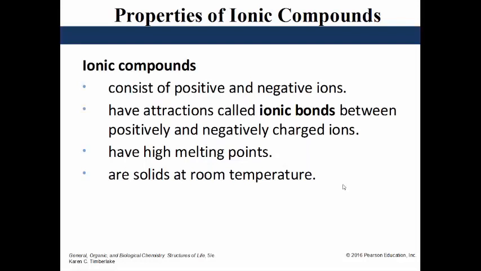Like the name implies, ionic compounds are compounds made of ions, so they're going to have positive and negative ions. The bonds that form them or hold them together will be ionic bonds. Remember, opposites attract. So the positively charged ion will be attracted by the negatively charged ion. These kinds of compounds also have very high melting points, and they're going to be solid at room temperature.